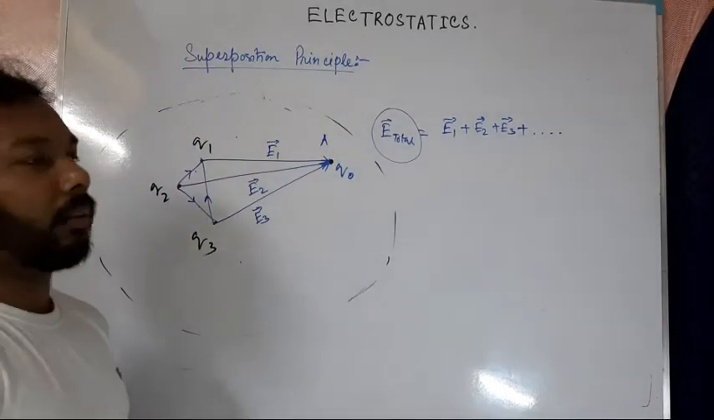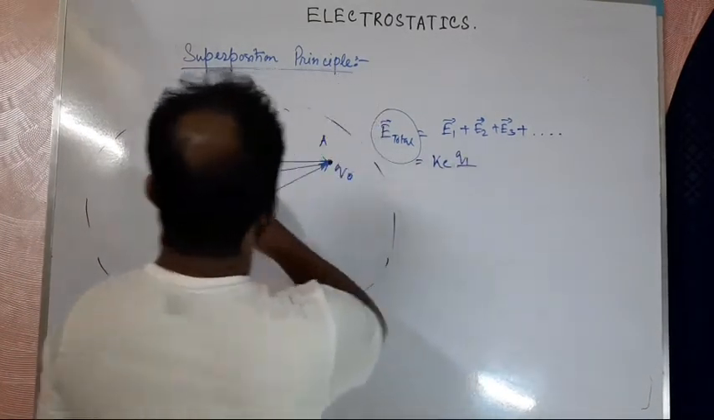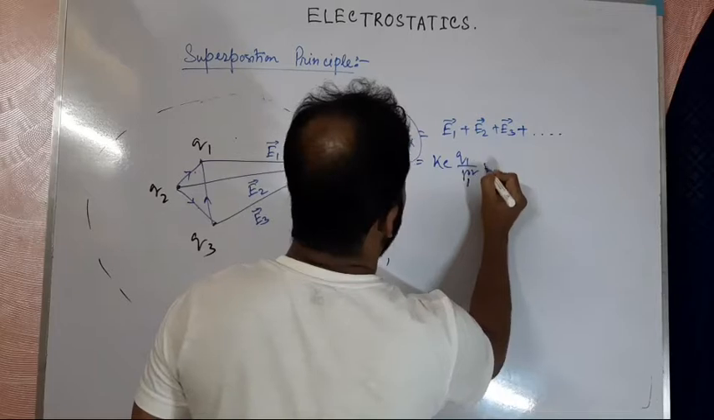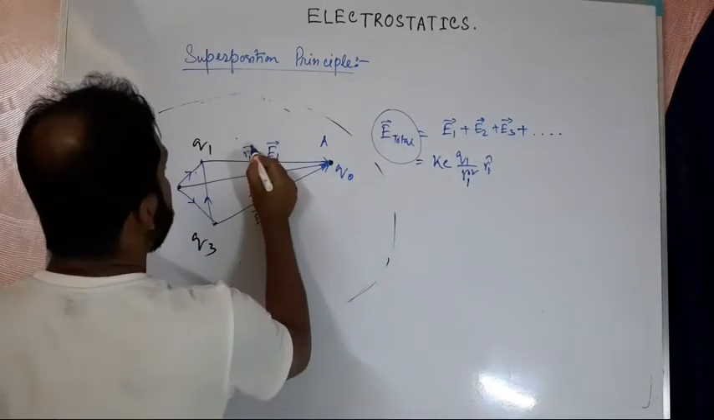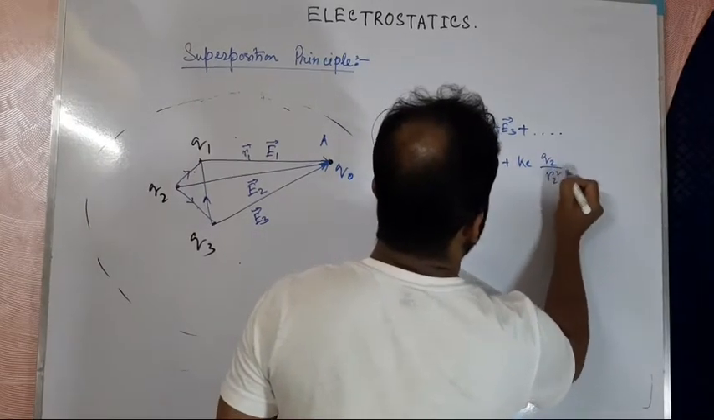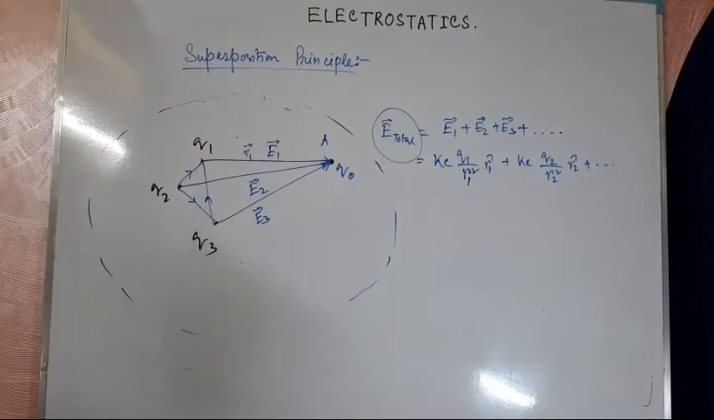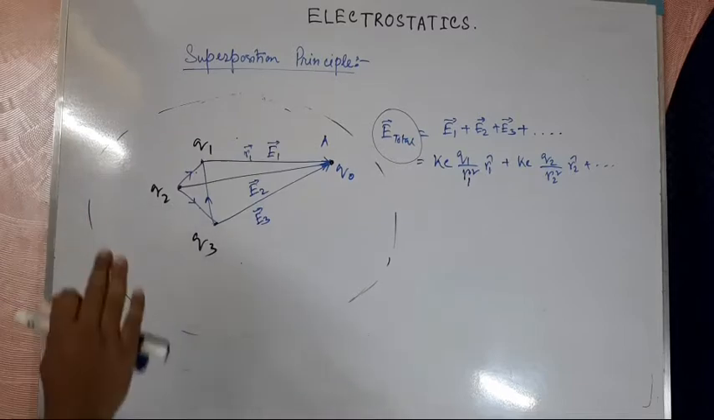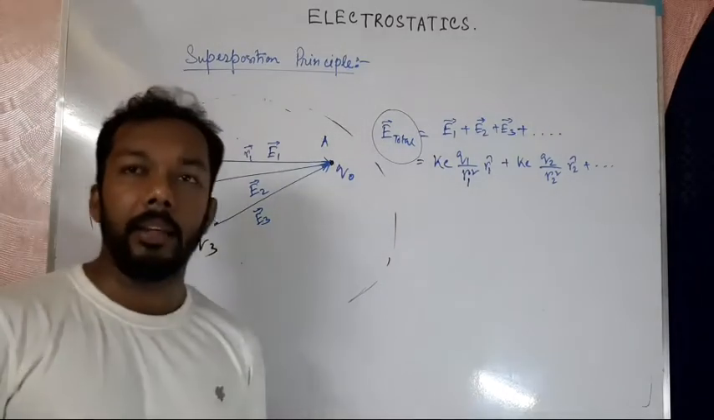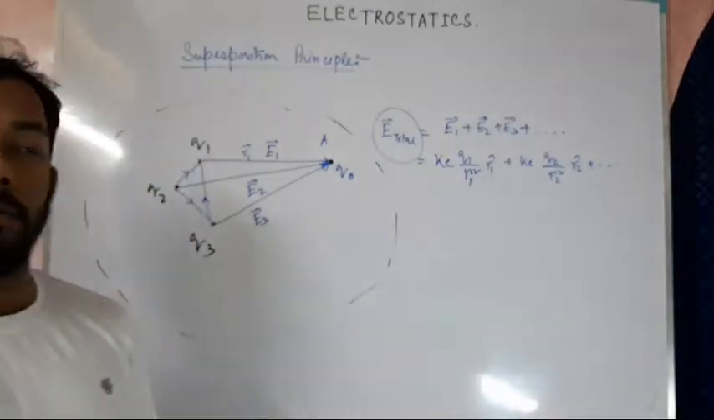That E1 is KE Q1 by R1 square, R1 cap, taking only the source charge. Say this is R1. Then it is KE Q2 by R2 square, R2 cap, and so on. So this is the explicit form. The superposition principle is very important in case of different electrostatic configurations of charges when we have to find the electric field at a given or required place.